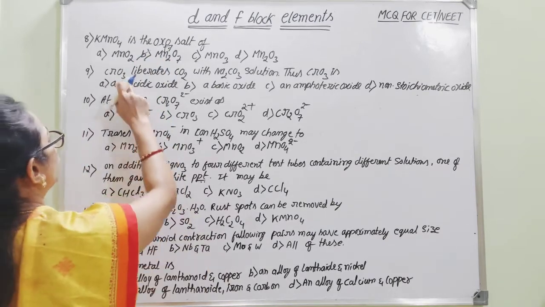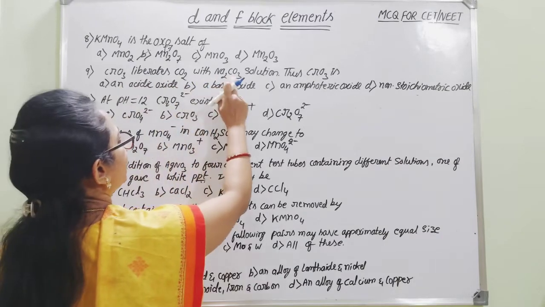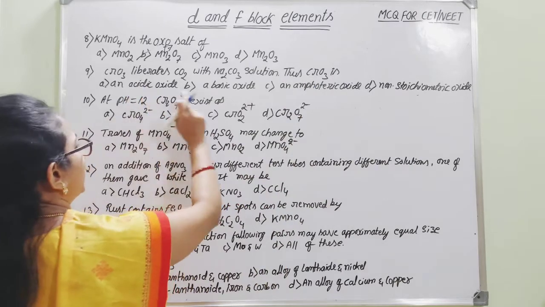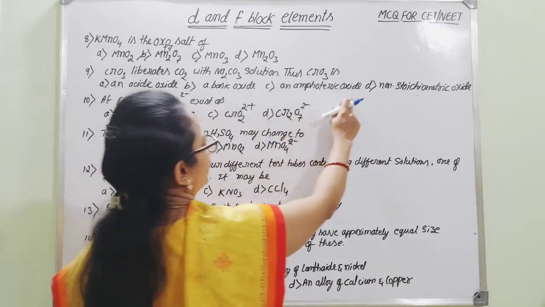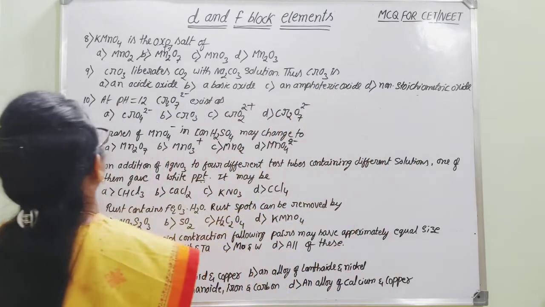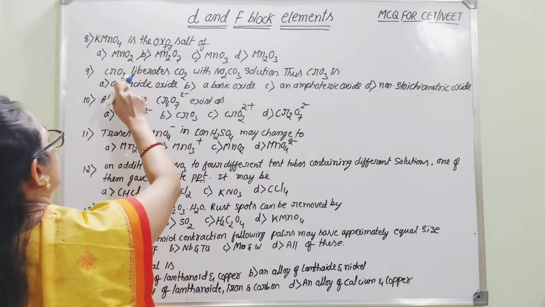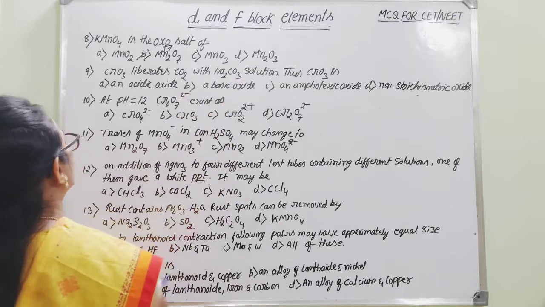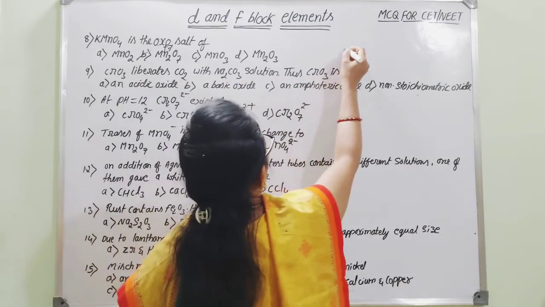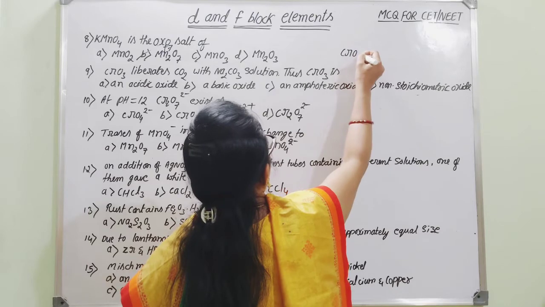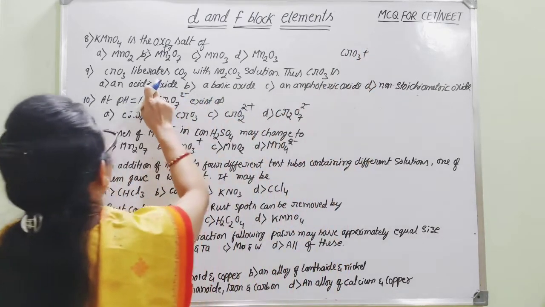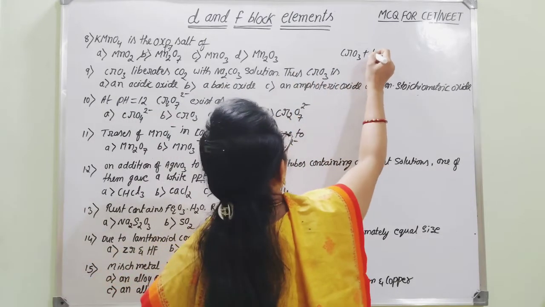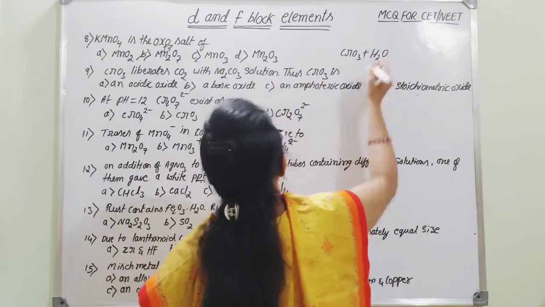Then, CrO3 liberates carbon dioxide with Na2CO3 solution. Thus CrO3 is an acidic oxide, a basic oxide, an amphoteric oxide or a non-stoichiometric oxide. Actually, CrO3 is made to react with the sodium carbonate solution. Here it is an aqueous medium, of course, you can consider H2O.